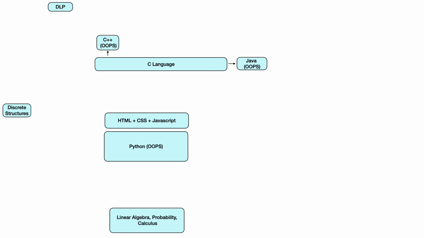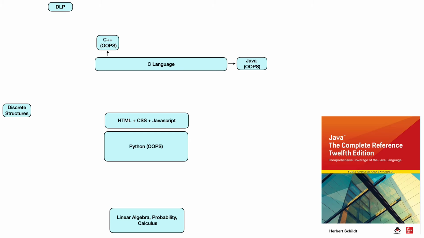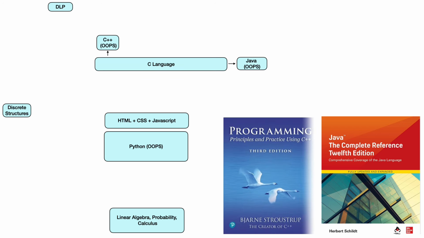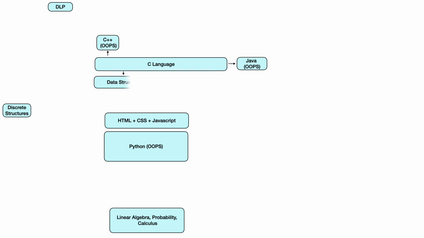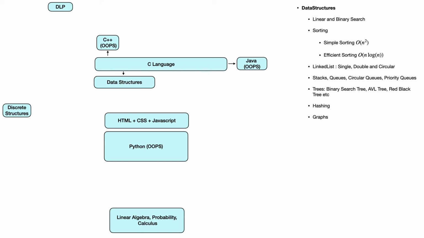And for Java, Herbert Schildt is one of the excellent classic books which we can refer to for understanding all the object-oriented programming concepts in Java. And for C++, the creator of C++ has written a book, and this is one of the good references for learning C++. And then we have data structures.